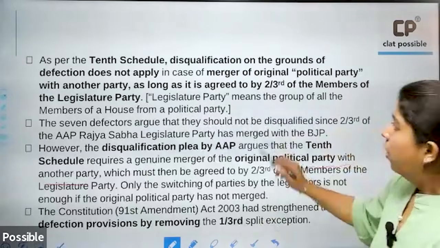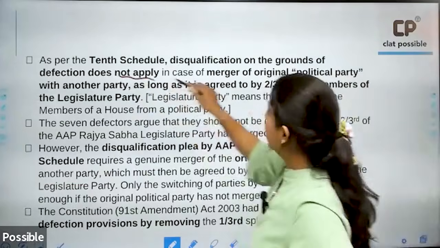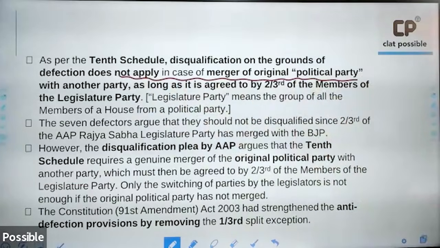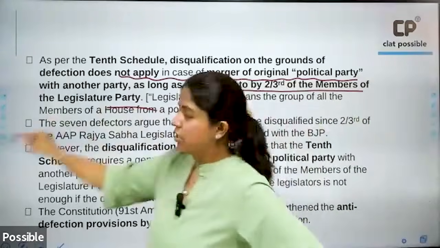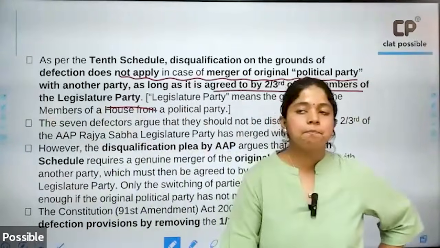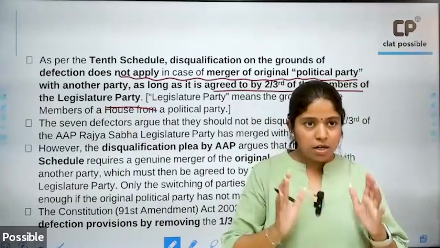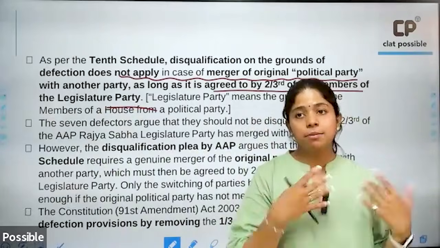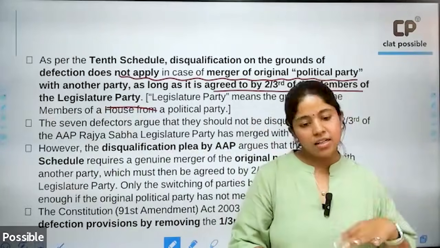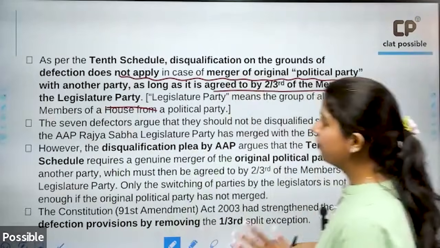As per the 10th Schedule, disqualification on the grounds of defection does not apply in case of merger of the original political party with another party, as long as it is agreed by 2/3 of the members of the legislature party. This means that if members of AAP wanted to merge with BJP and 2/3 of the members of AAP agreed that they want to merge with BJP, then it will not be considered a ground for defection.